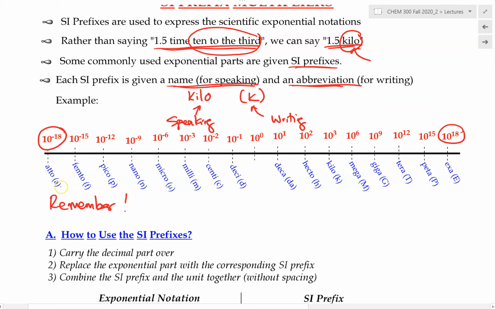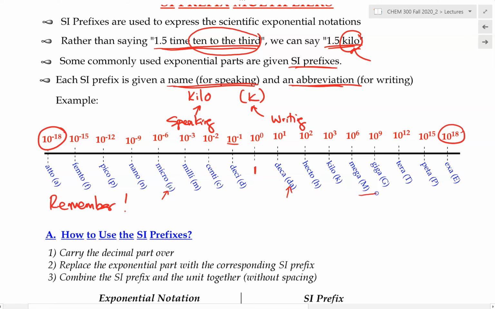Negative 18 is atto, and that is abbreviated with the lowercase a. And 10 to the negative 15, the prefix for that will be femto, abbreviated with the lowercase f. And then pico, nano, micro. Micro is with this u right here, and then milli, centi, deci. All of these have negative exponents. Now 10 to the 0 is equal to 1, and there is no prefix for that. 10 to the first is deca, abbreviated with da, then hecto, kilo, mega, giga, tera, peta, and exa.